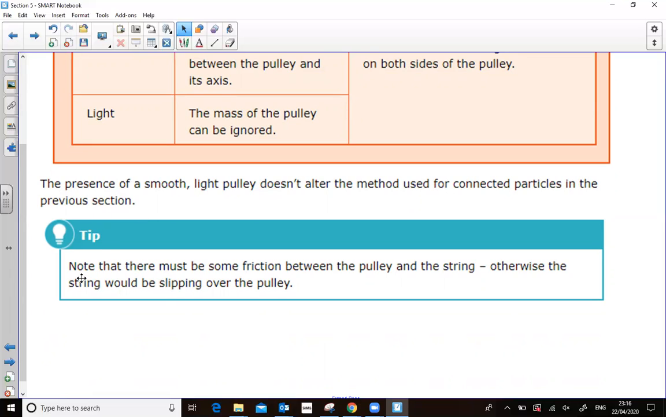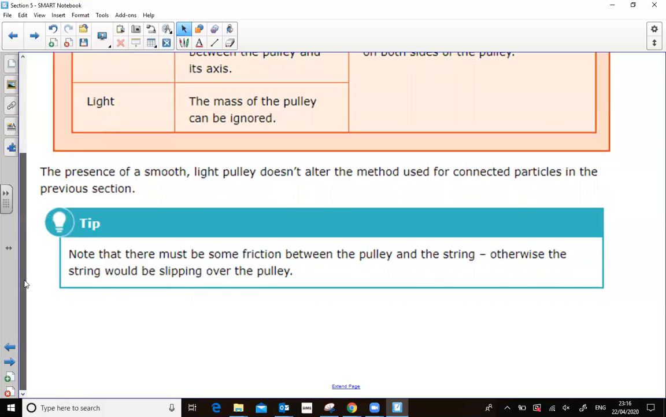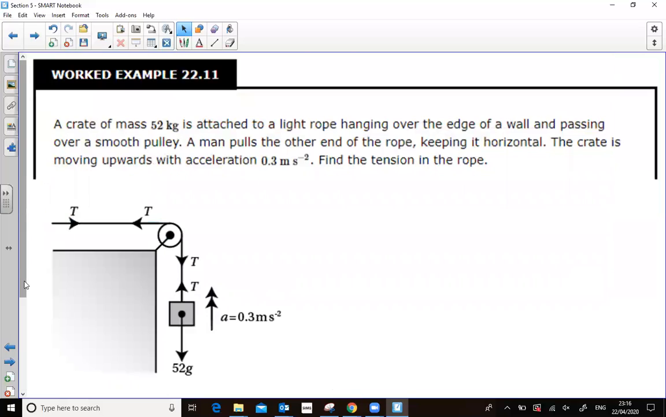Note, there must be some friction between the pulley and the string, otherwise the string would be slippery over the pulley. But in the questions we're going to look at, we don't need to consider the friction force yet. Okay, so let's move on to look at one example.